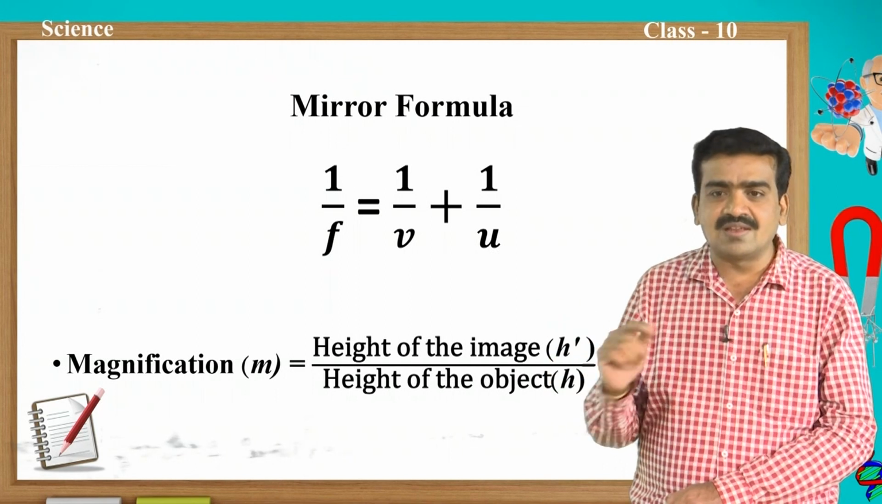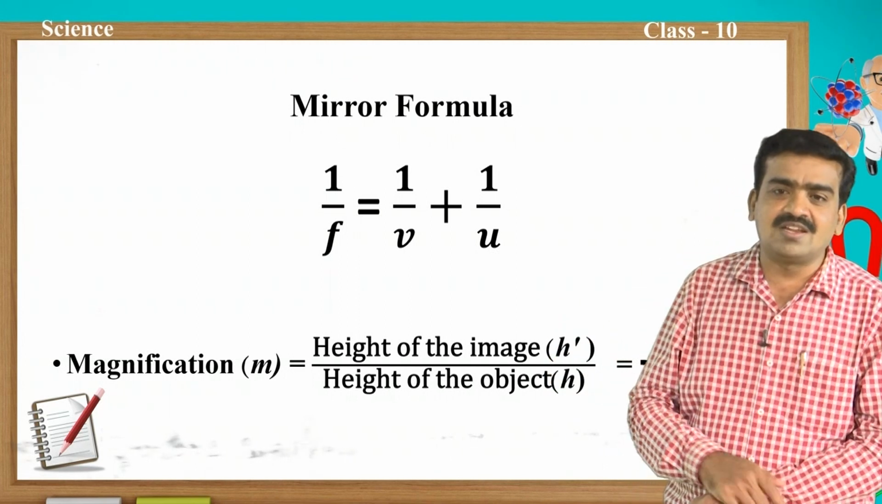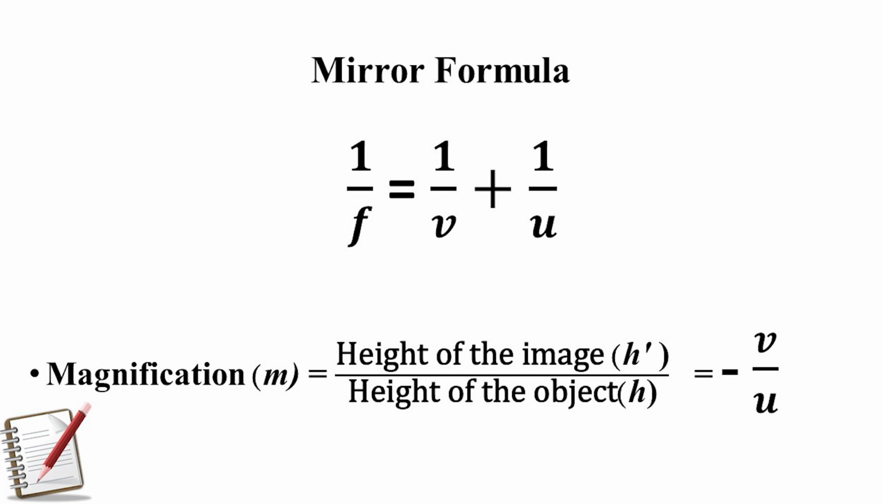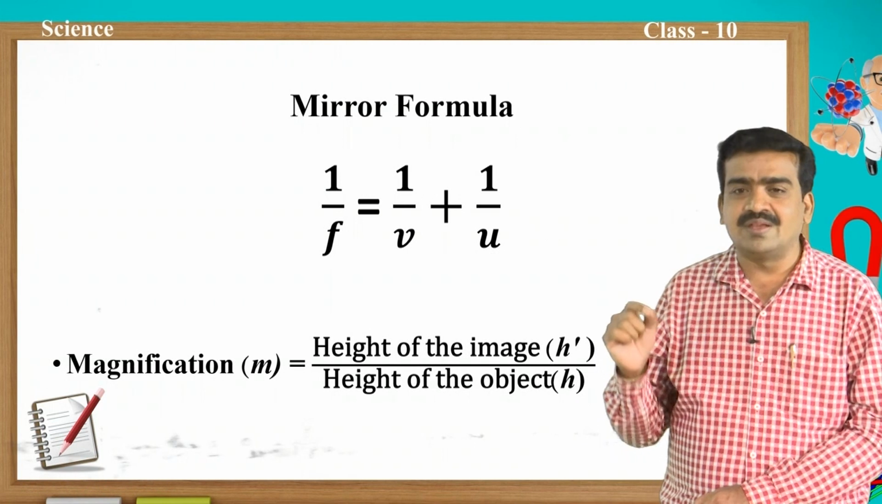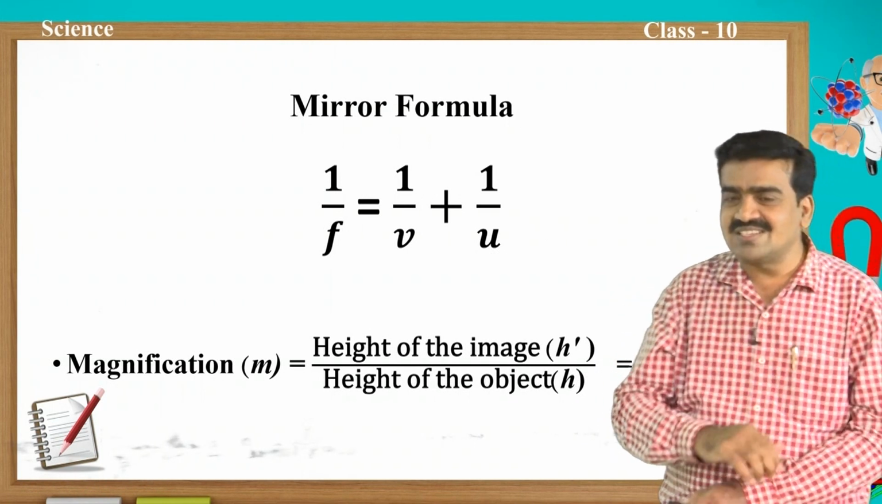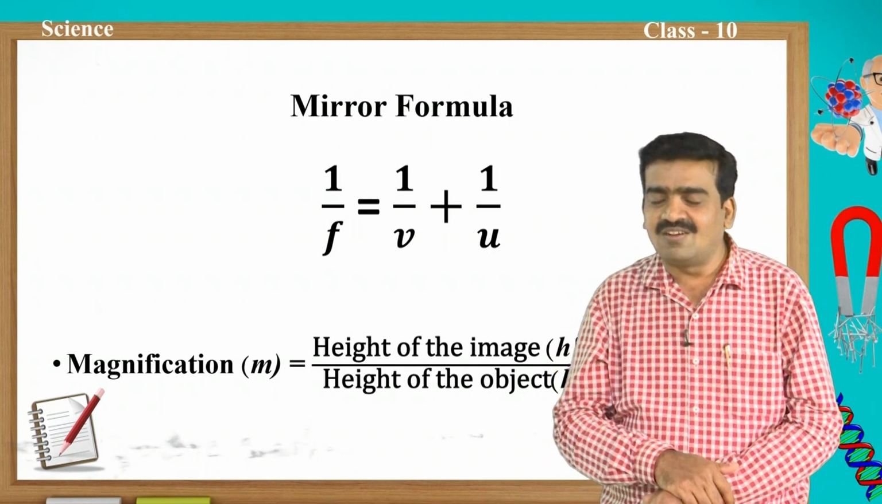Magnification is calculated with the help of the height of the image and the height of the object. The ratio of these two gives us magnification. Magnification is also calculated by using the formula minus v by u. Here v indicates image distance and u indicates object distance.